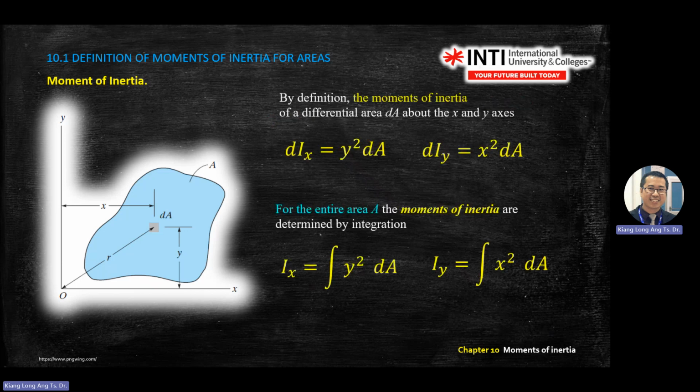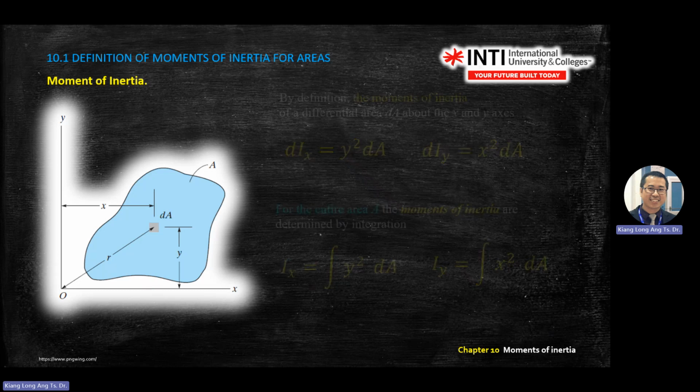So this is the important equation. If I ask you to find moment of inertia about the x-axis, it equals integration of y squared dA. Iy equals integration of x squared dA. This is for an area, the 2D case. But for the 3D case, you need to consider volume.